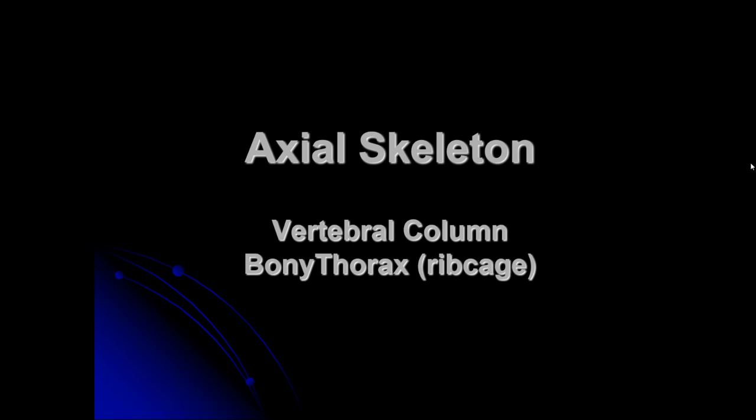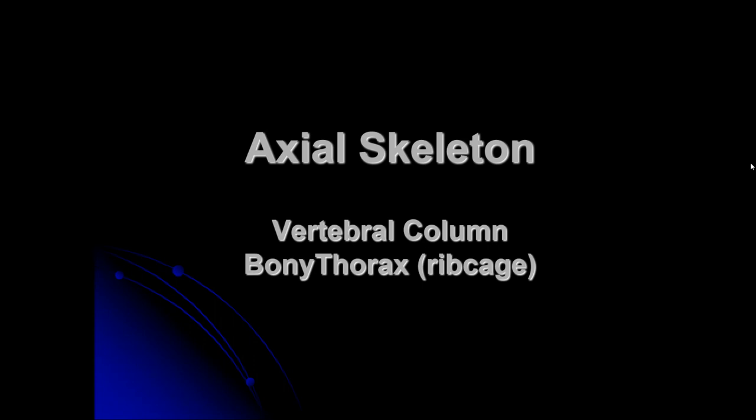Welcome to the video covering the axial skeleton. If you remember, the axial skeleton includes the skull, the vertebral column, and the bony thorax or rib cage. We will cover the skull in a different video. This one will include the vertebral column and the bony thorax.